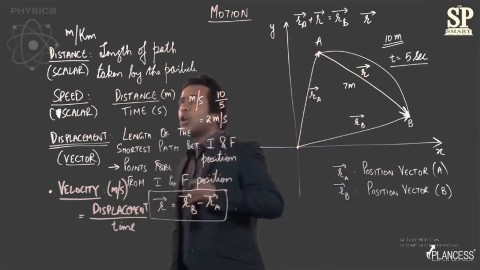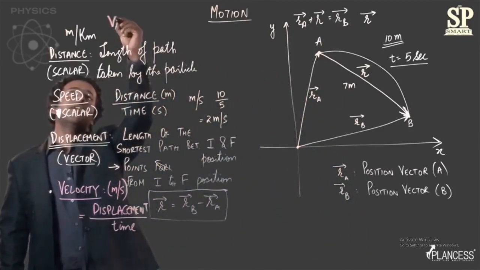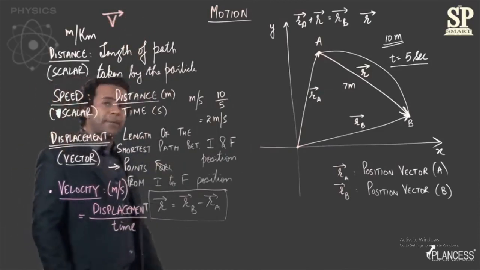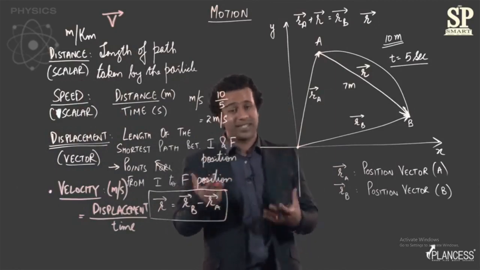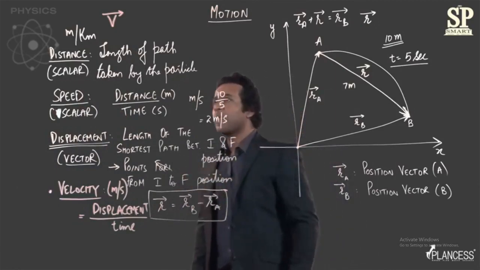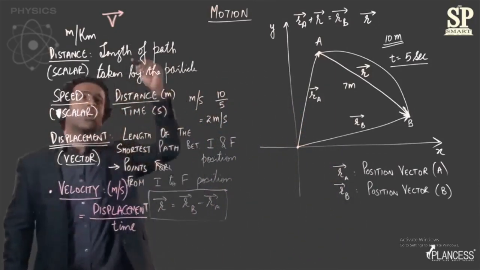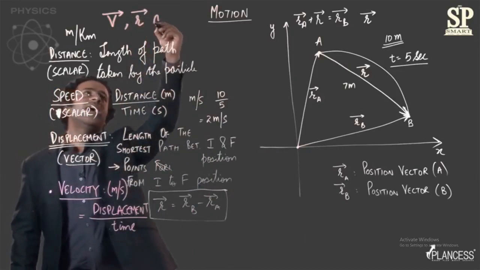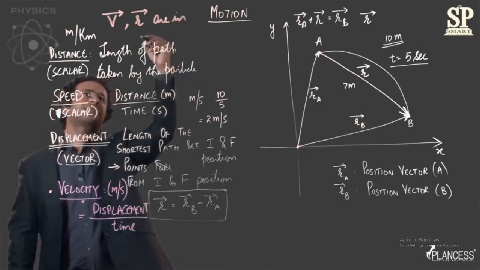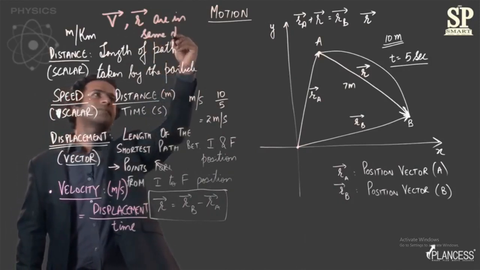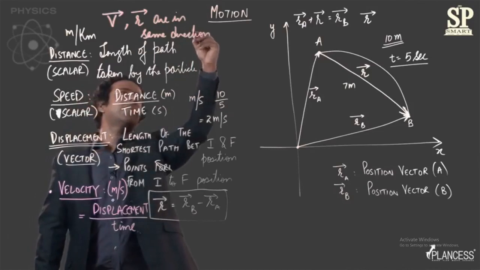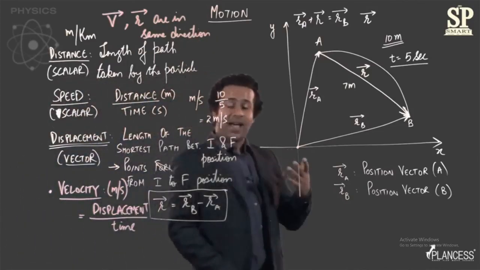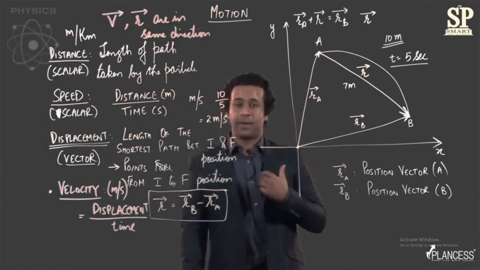So the direction of velocity will be denoted by V with an arrow on the top. The arrow on the top is a standard notation for vectors. So when I write this, I mean velocity. So I can say that velocity and displacement are in the same direction. So velocity of a particle will point in the same direction as the displacement of that particle.